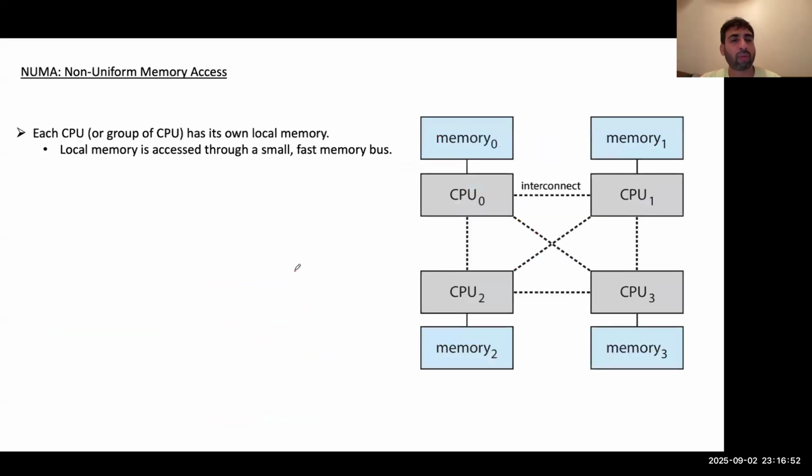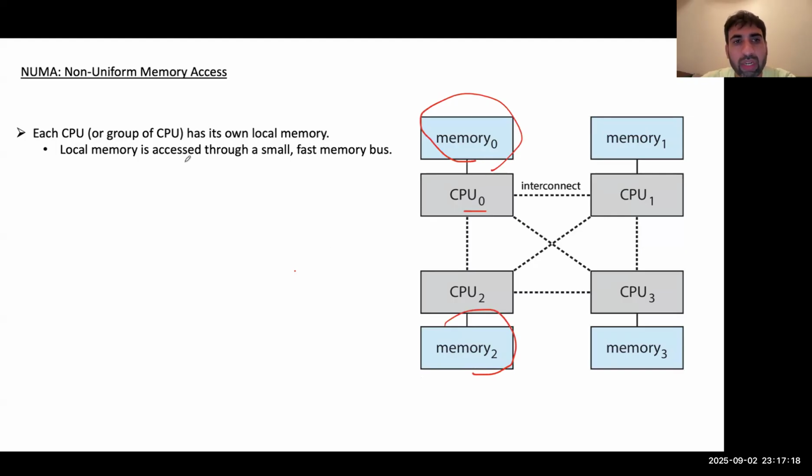So in a non-uniform memory access platform, the basic idea is that we have multiple CPUs, like CPU 0, CPU 1, CPU 2, CPU 3, where each CPU or group of CPUs has its own local memory. For example, CPU 0 has its own local memory 0, and CPU 2 has its own local memory 2.